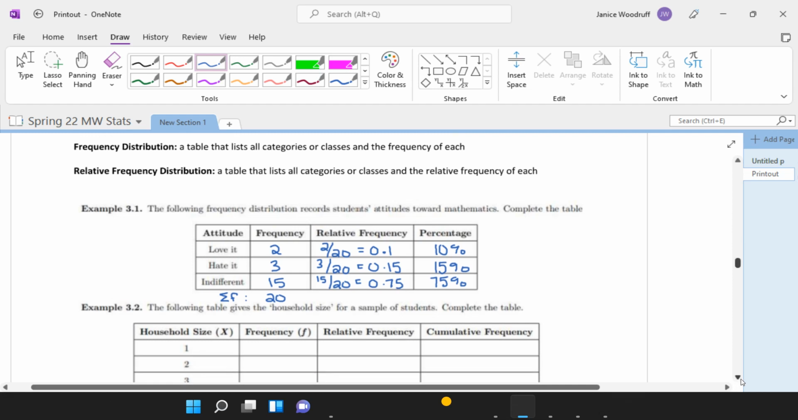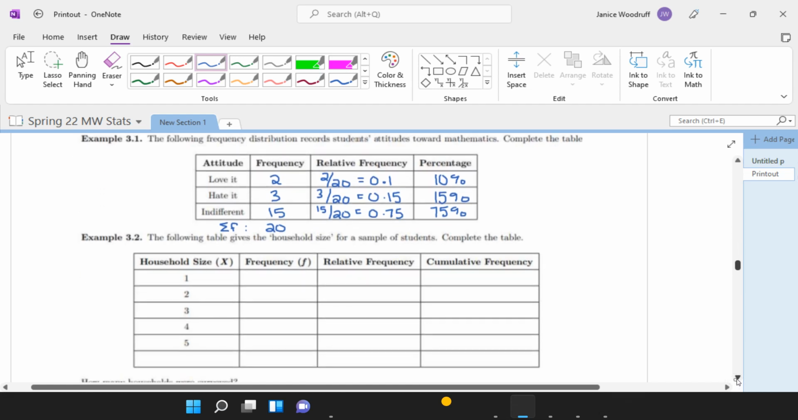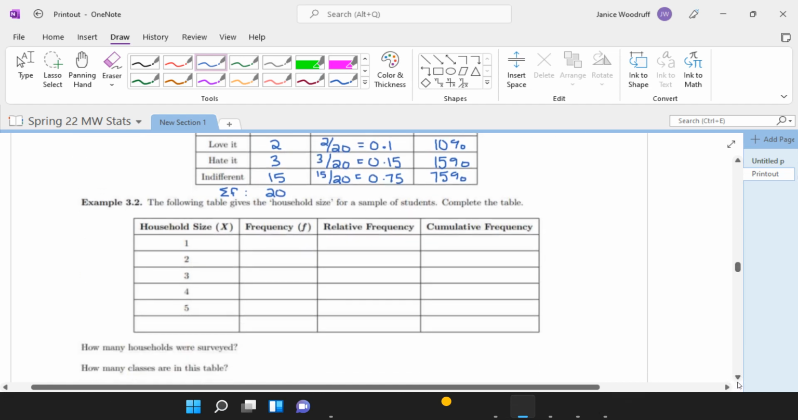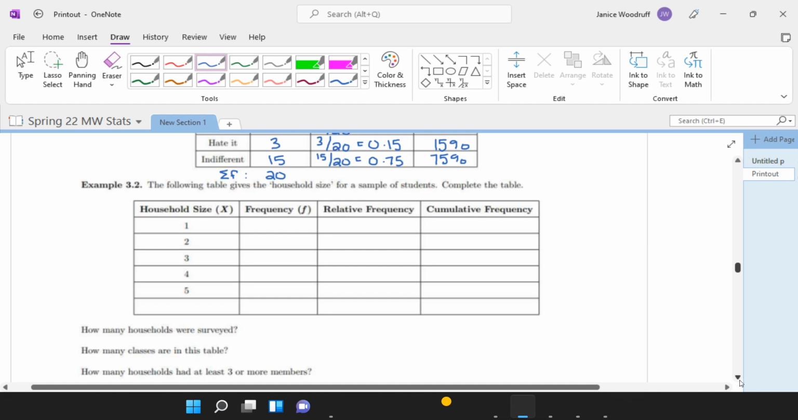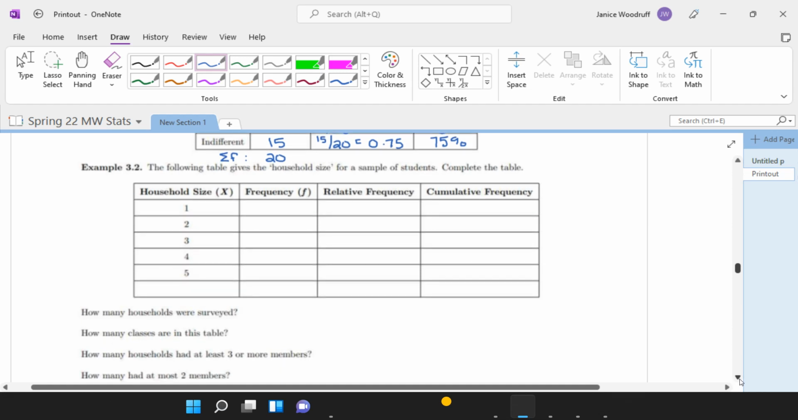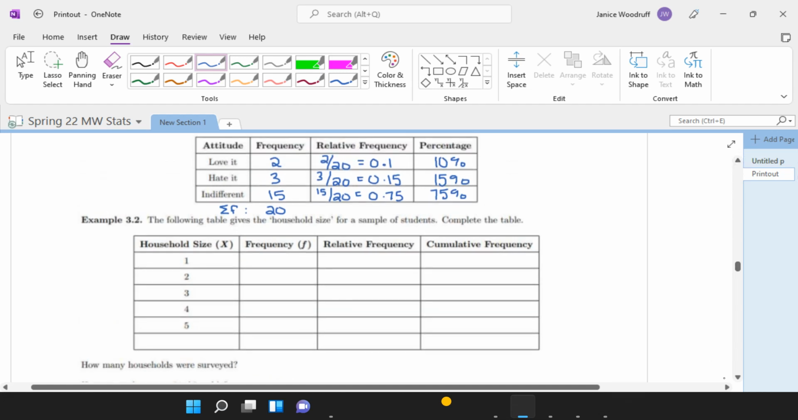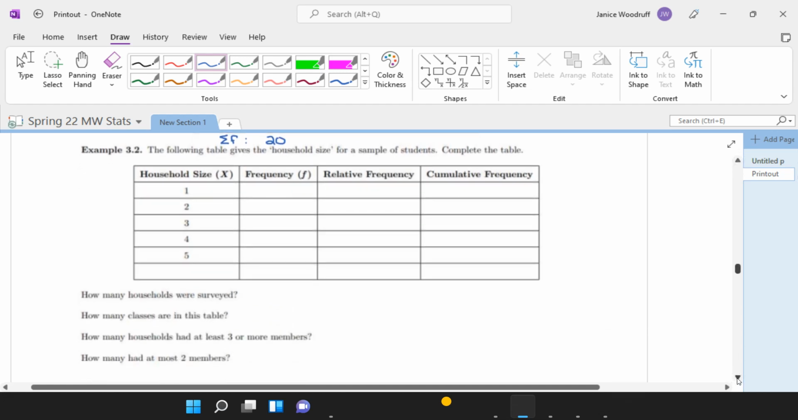Okay, let's do another example where we're going to add in cumulative frequency. So now we have household size. Think about how many people live in your house. People, don't include pets or anything. All right. So let's see here. How many of you have a household size of 1? Anybody live alone? No?